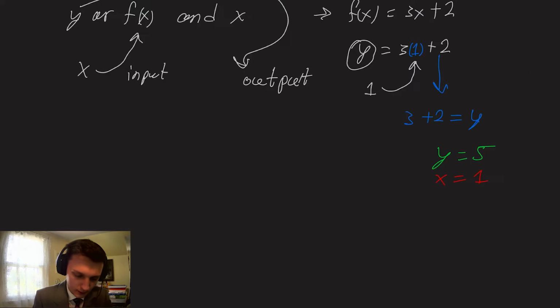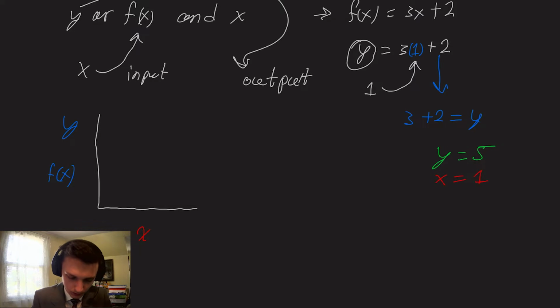Now, the reason functions are important is because we represent them on a graph. So on our horizontal axis, our x-axis, we represent our input, x. In our vertical axis, we represent y, or f of x. Okay? So when we plug in 1 to our function, we're going to get out some y value, y equals 5. So this point right here is called an ordered pair, (1, 5).